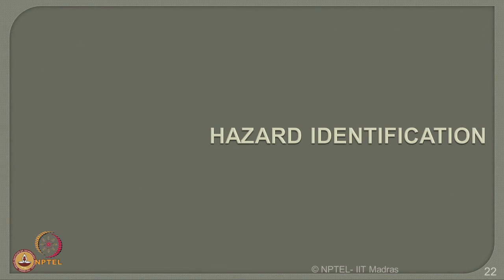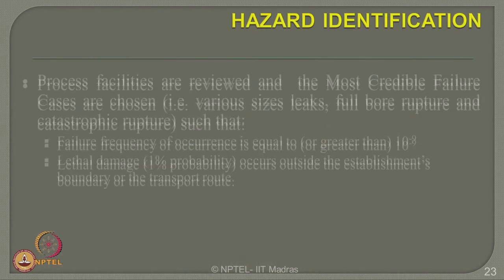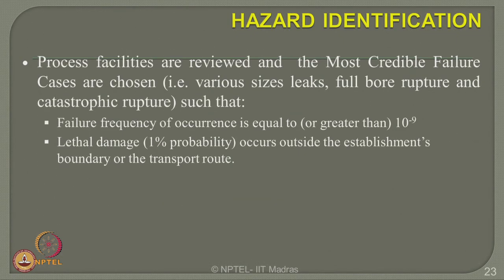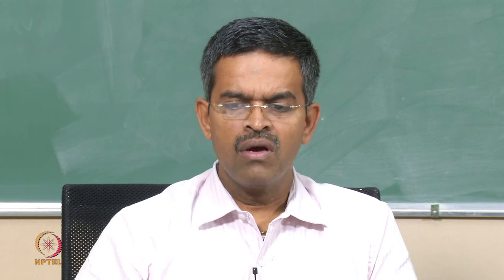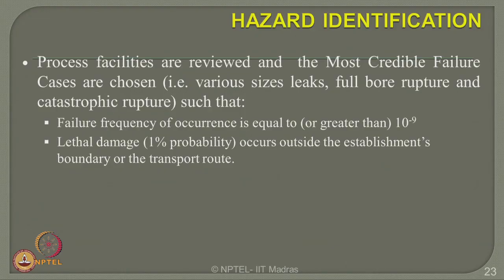Let us now see what different hazards are identified in the group gathering station in different segments marked as 1 to 9 in the process flow diagram. The process facilities are carefully reviewed, and the most credible failure cases from the process industry, in this case the group gathering station, are carefully chosen. Now one may ask, what are those most credible failure scenarios chosen for the present study? Various sizes of leakages, full bore rupture and catastrophic rupture are some of the examples considered as MCF, that is, most credible failure cases in the present study.